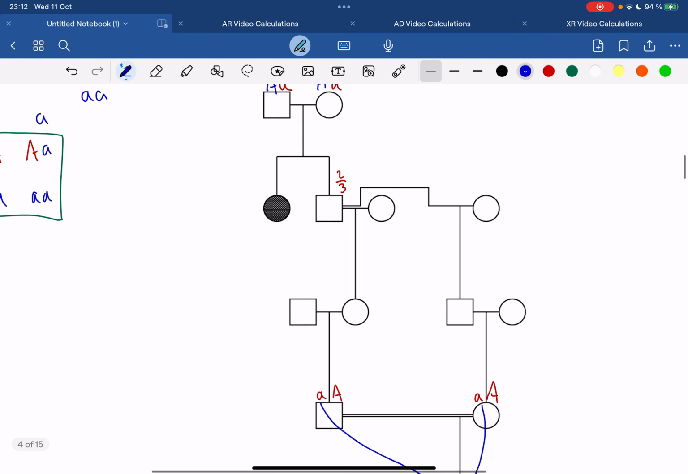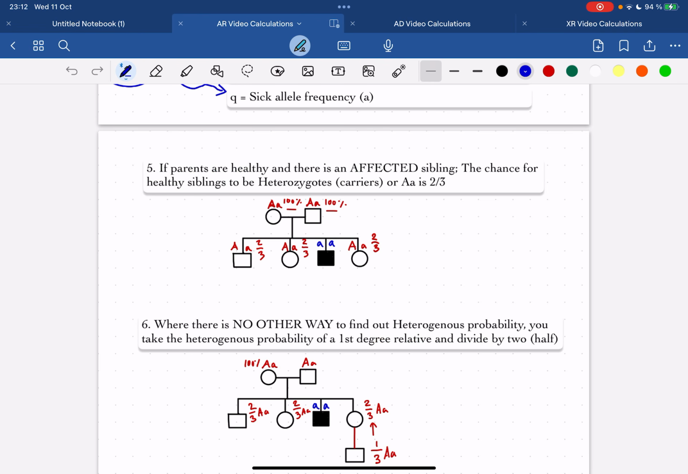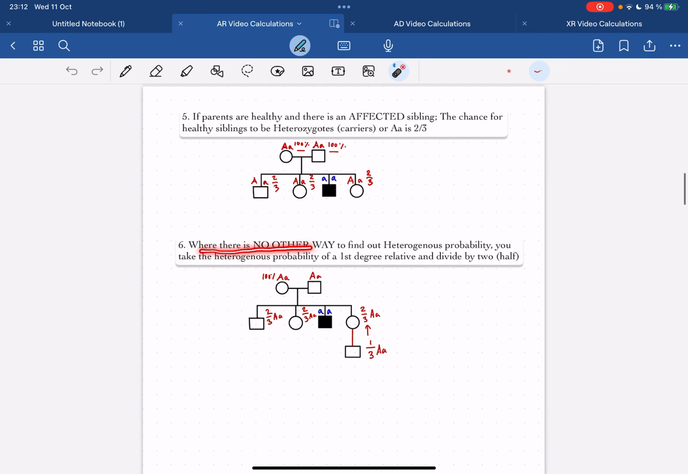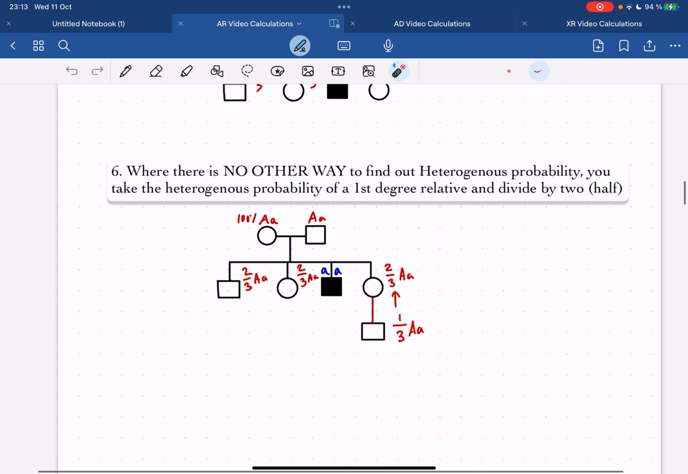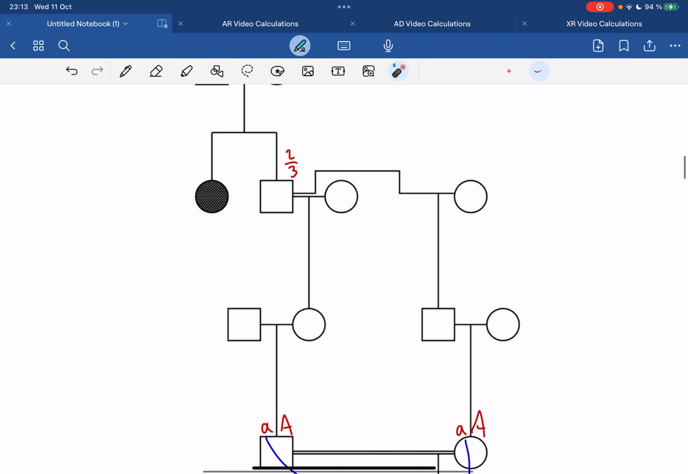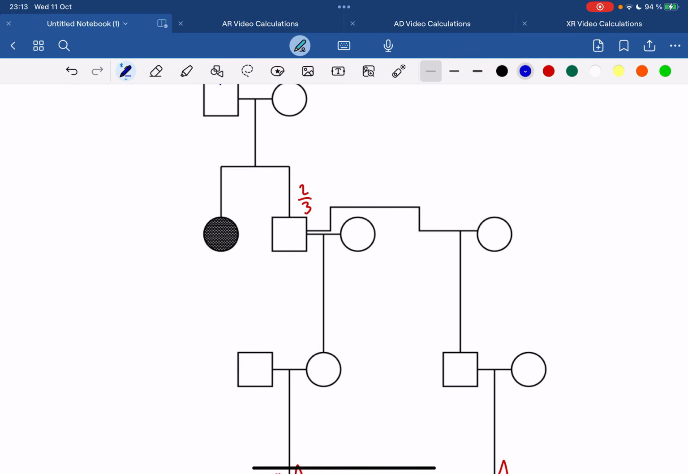Next up, we go according to the half rule. Why? Well, let's see here. Where there is no other way to find out heterozygous probability, you take the heterozygous probability of a first degree relative and divide it by 2, or divide it by half. So if this one's 2/3, a first degree relative would be this one, and that would be 1/3 instead, because half of 2/3 is 1/3. So all of the first degree relatives would be 1/3.